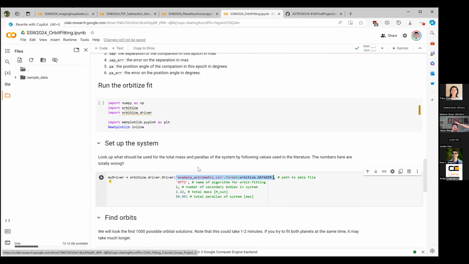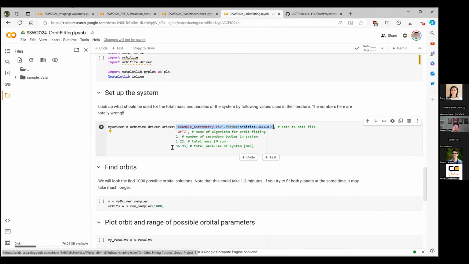Another challenge for the group project is that the total mass and parallax of the system are totally wrong here. So they're going to need to look in the literature to find out what is the total mass of the HR 8799 system. It's basically the mass of the star. So they need to look up what the mass of the star is for the HR 8799 system. They also need to know what the parallax of the HR 8799 system is in milliarc seconds.